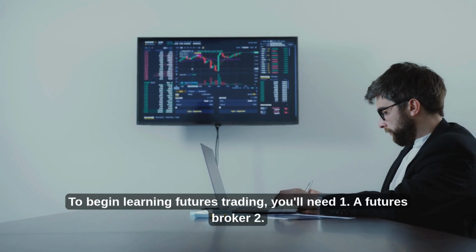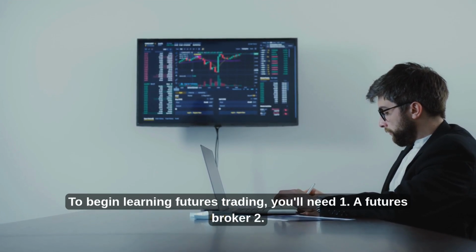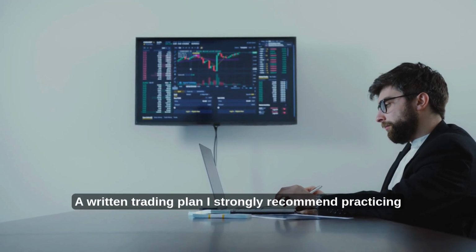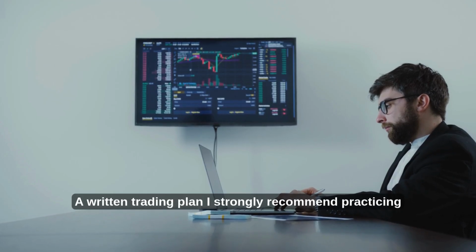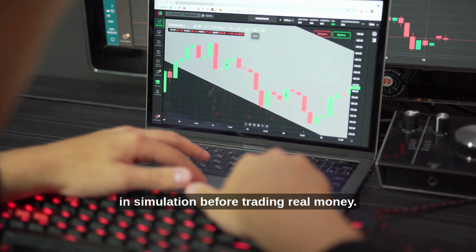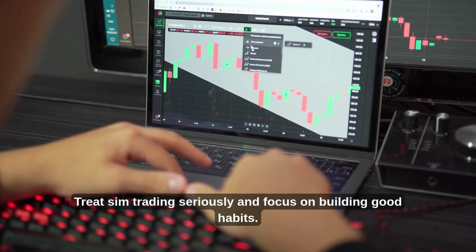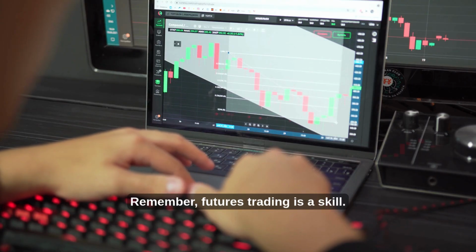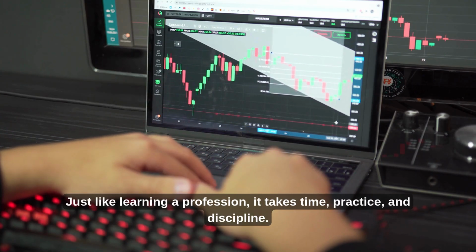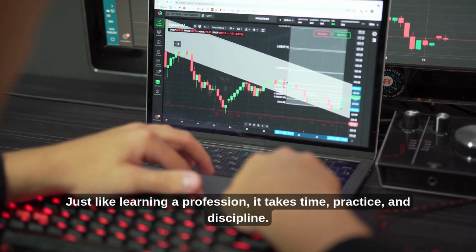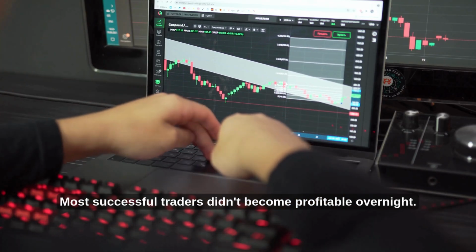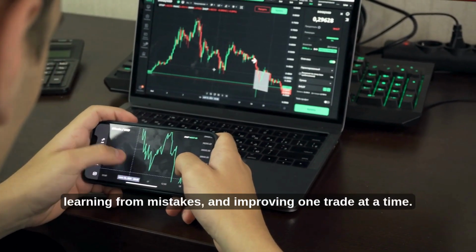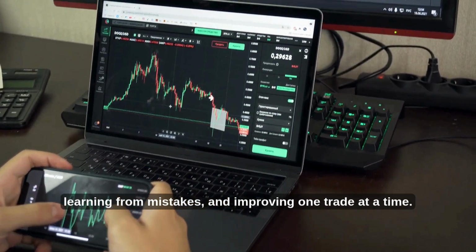To begin learning futures trading, you'll need a futures broker, a trading platform, a practice account, and a written trading plan. I strongly recommend practicing in simulation before trading real money. Treat sim trading seriously and focus on building good habits. Remember, futures trading is a skill. Just like learning a profession, it takes time, practice, and discipline. Most successful traders didn't become profitable overnight. They focused on managing risk, learning from mistakes, and improving one trade at a time.